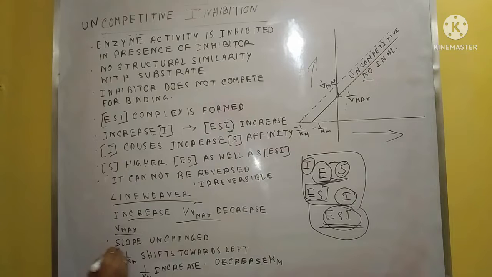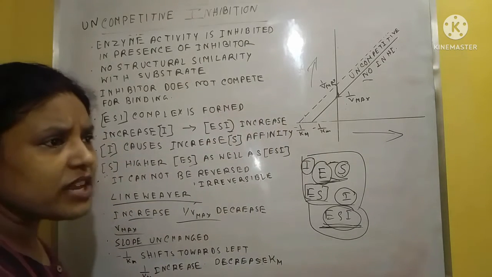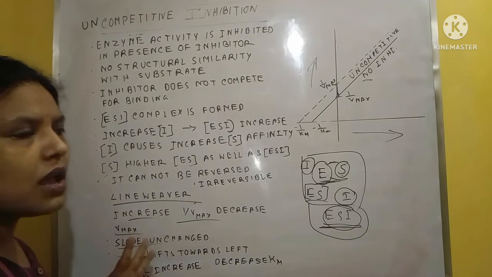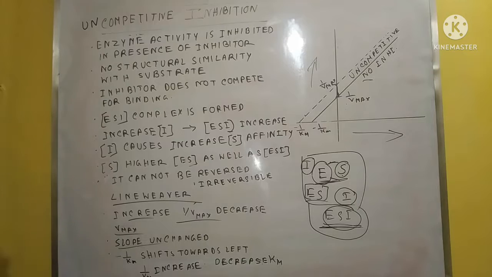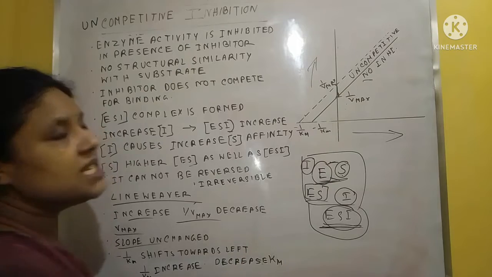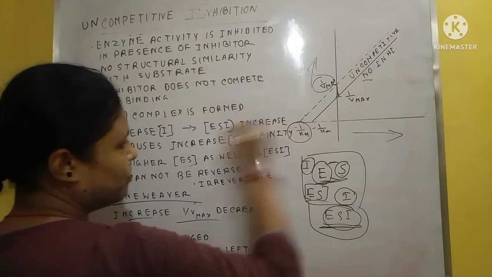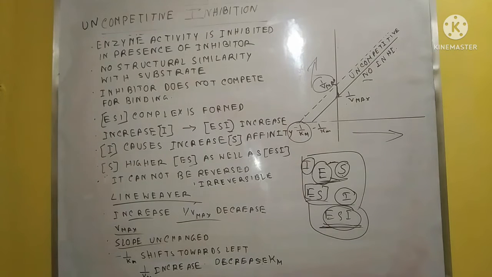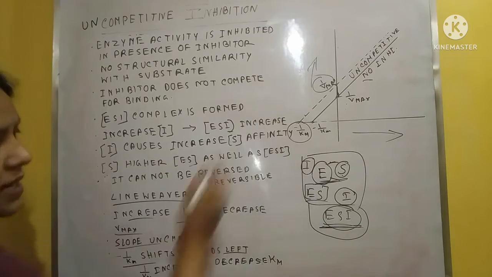Clear? The slope is unchanged. Slope unchanged means there is no change found in the formation of the slope. You see the same type of original slope, but the change is found in the position of the Vmax and in the position of the 1 by Km. Here 1 by Km shifts towards the left, so 1 by Km decreases.